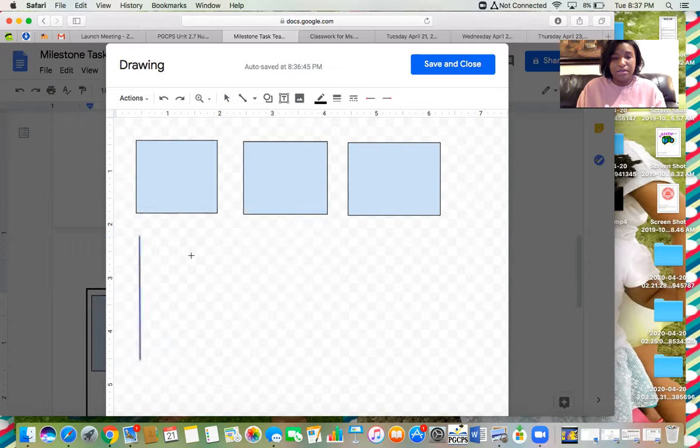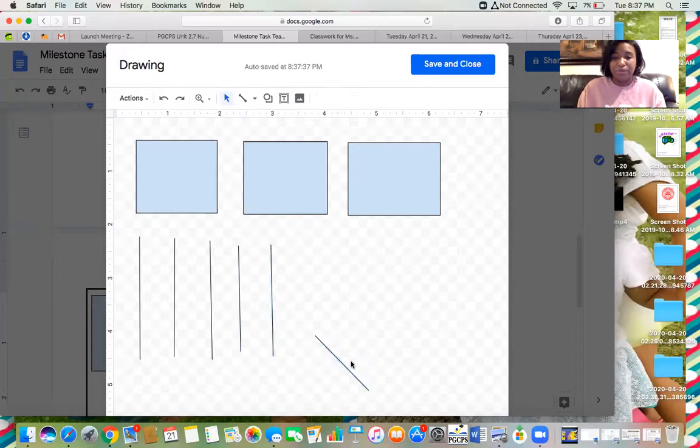1 ten, 2 tens, 3 tens, 4 tens, and 5 tens. Great job. So I'm showing the number 352. I'm showing 100, 200, 300, and 10, 20, 30, 40, 50.